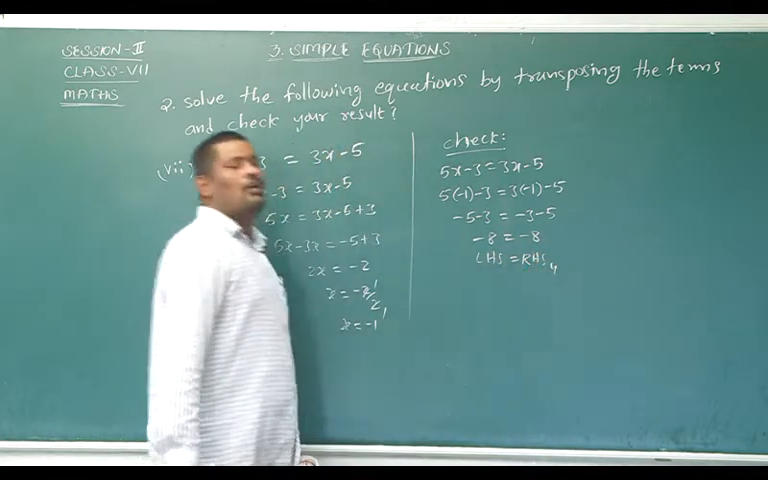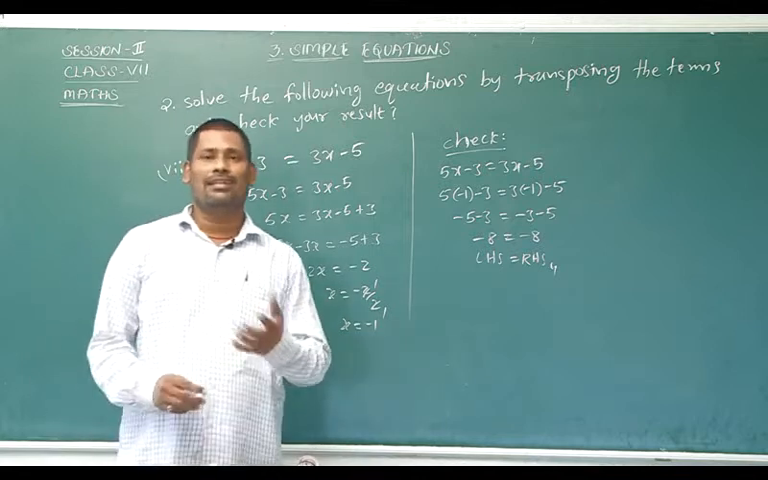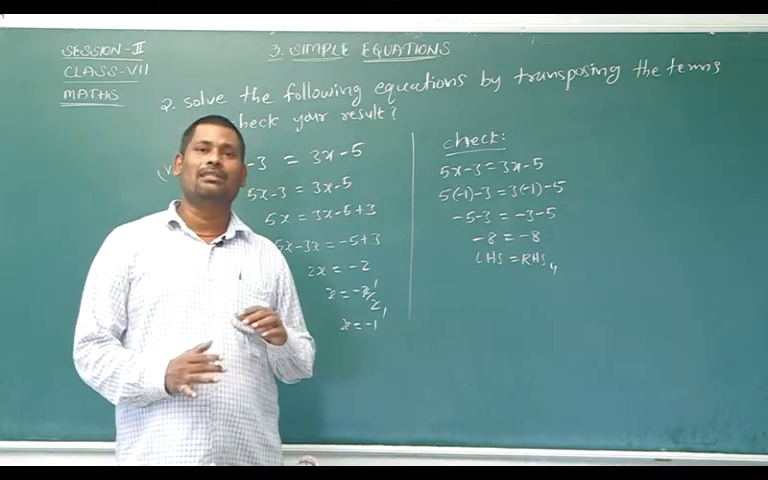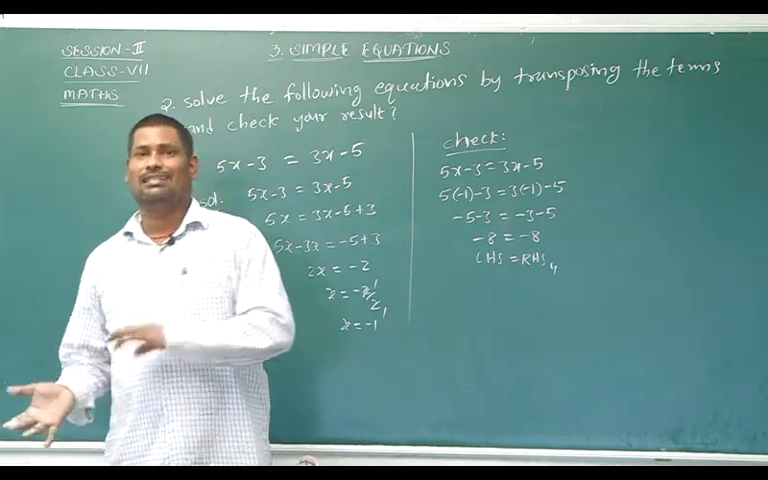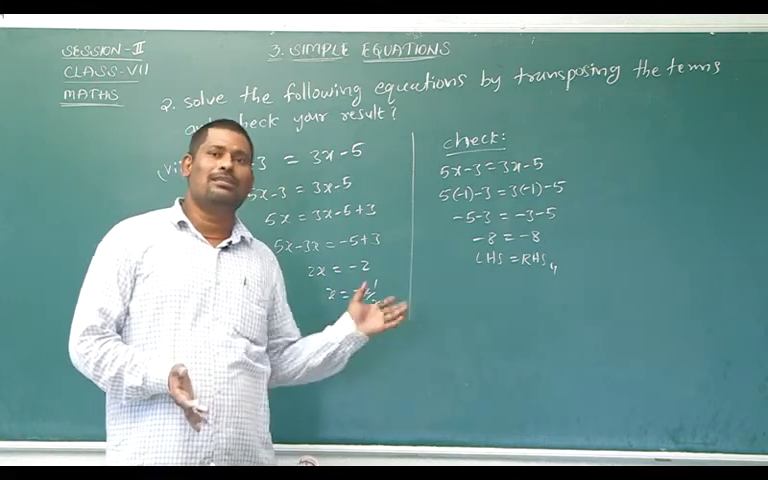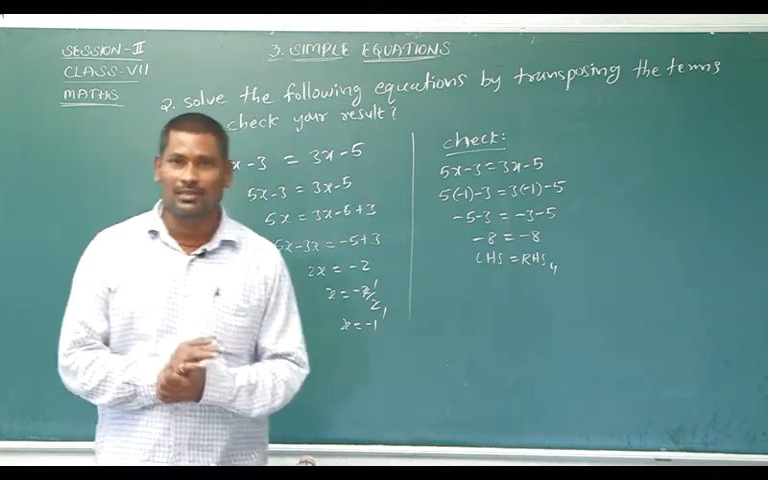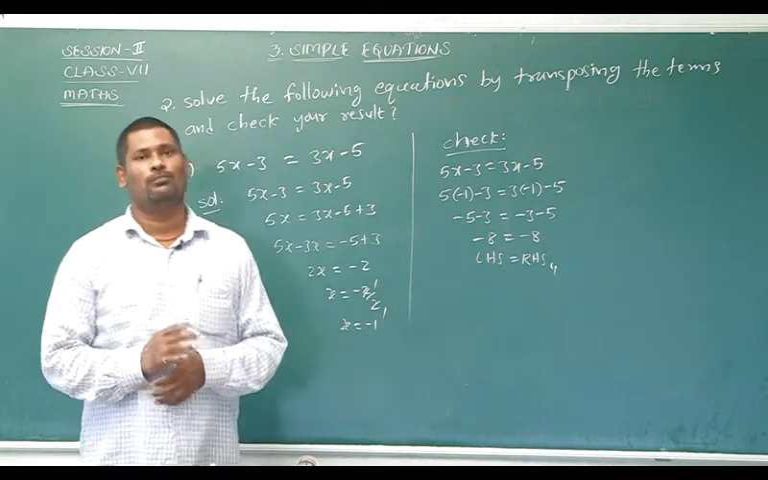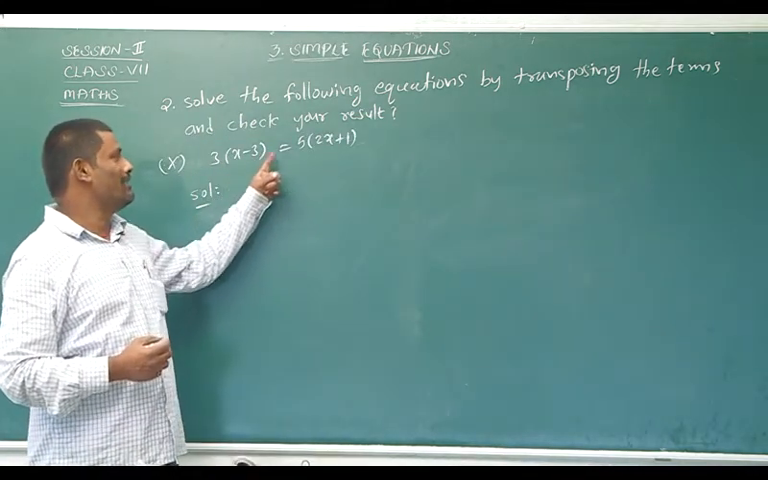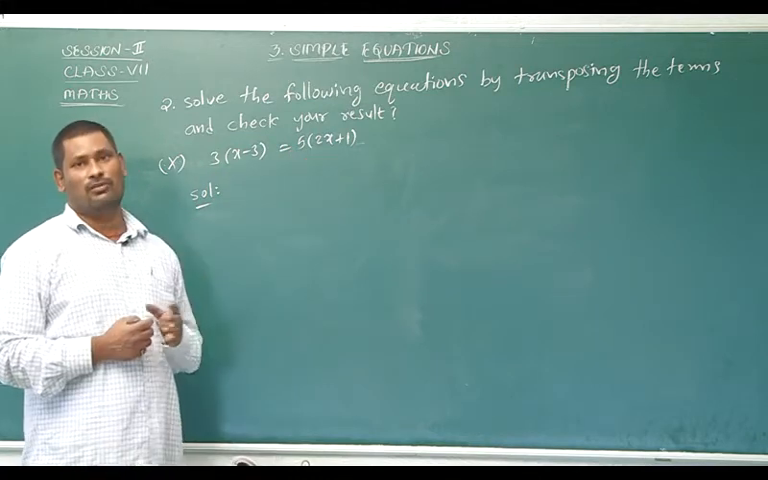So look here, how the transposing process is very easy now. Comparing with adding the same quantity or subtracting the same quantity on both sides, the transposing process is very simple here to solve the equations. Now let us see one more problem. Here 3 of x minus 3 equals 5 of 2x plus 1 we have here.